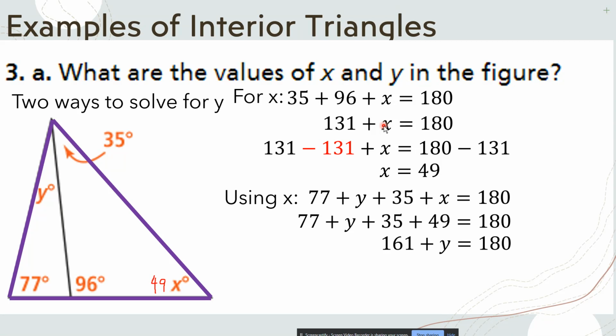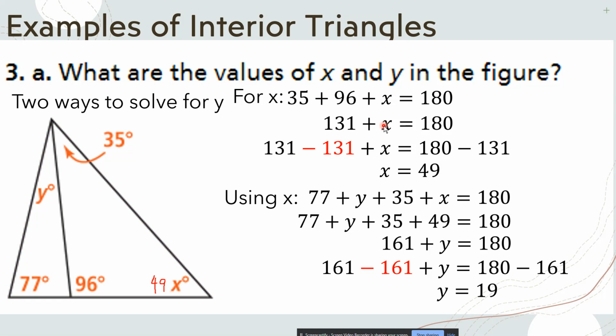77 plus 35 plus 49 is 161, plus y is equal to 180. Subtract 161, and we get y as 19. There is one other way. Go ahead and give it a pause. Try to figure it out, and we'll go from there.